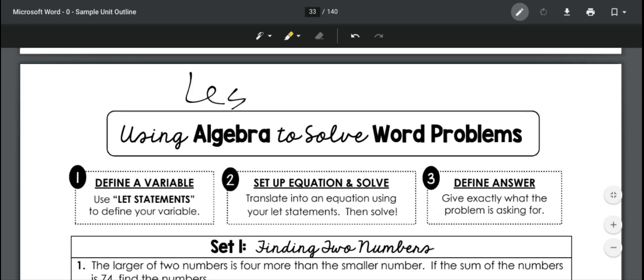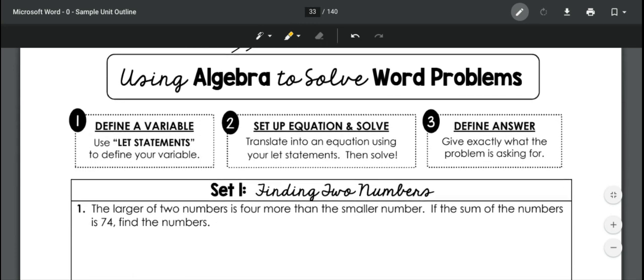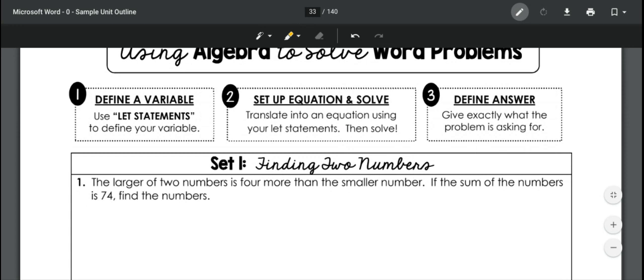Okay, this is lesson 6. Your papers might have had the homework first, so make sure you get to the right page. This is using algebra to solve word problems. Some of these problems are ones that you might have done when you were younger, where you did guess and check or made T-charts. But if we use algebra equations, it makes it so much easier.